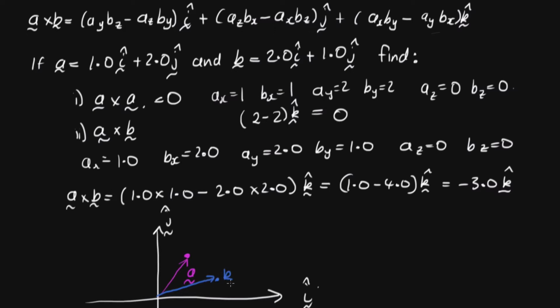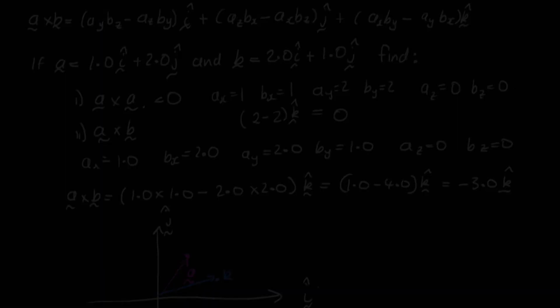Now, to practice with your right hand rule, I want you to align the fingers of your right hand with the A vector and now curl them towards the B vector and concentrate on which way your thumb is pointing. Is your thumb pointing into the screen? If it is, then you've done the direction correctly, and that is into the screen is the negative K direction. So that's where the direction comes from.